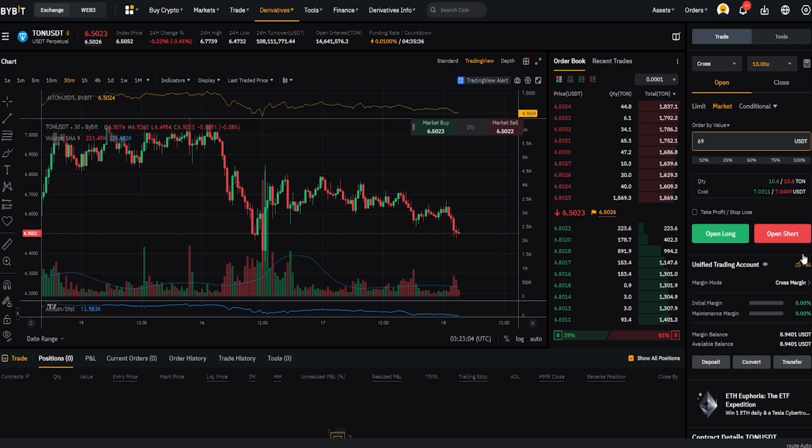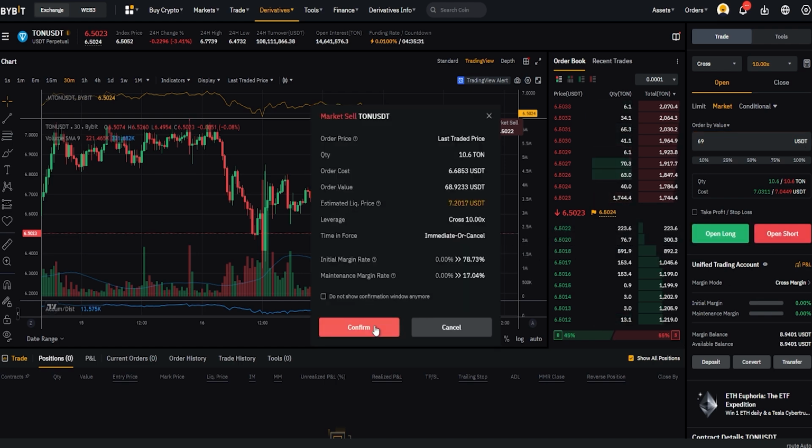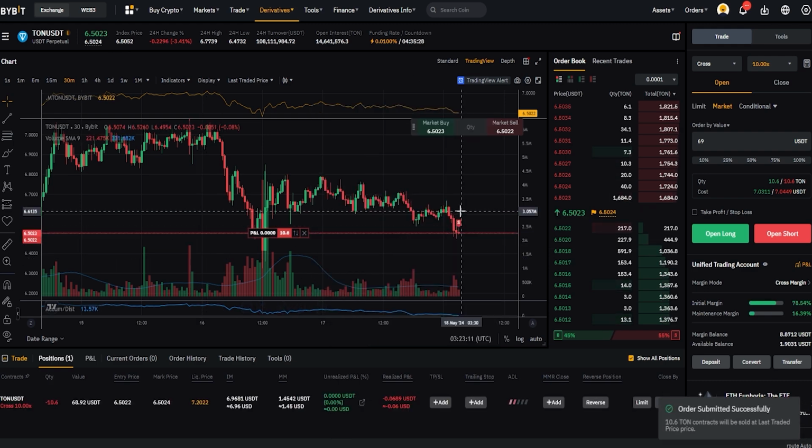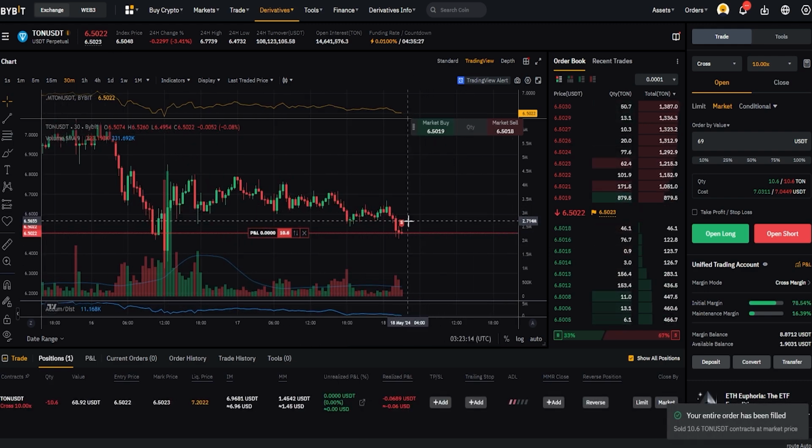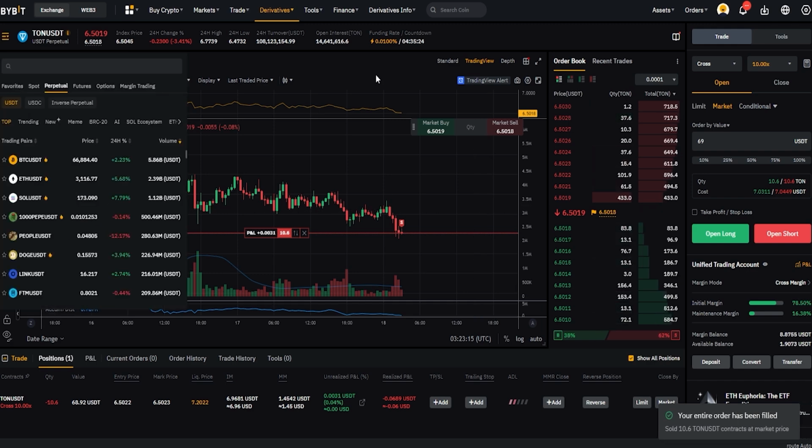Let's pick a trade of $69. We have leverage 10. We have 8.9 USDT on our balance, and we'll open a short position. As you can see, we have a downward trend on the chart so far, so we also bet the price goes down.